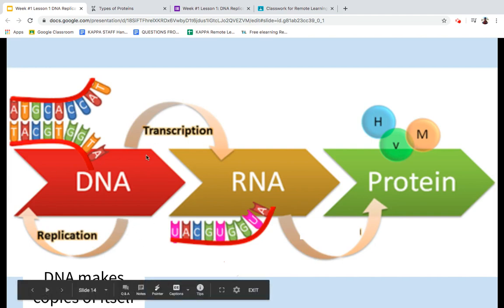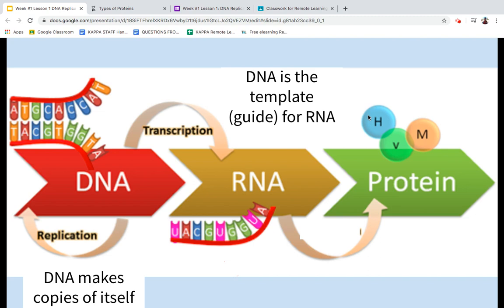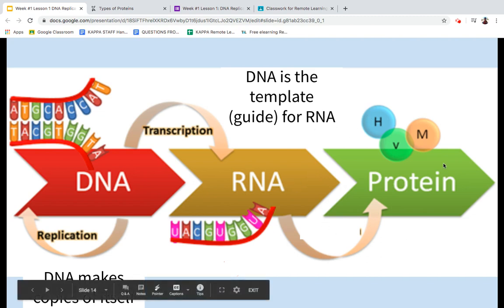So here was DNA replication. Now we're moving on to transcription. What does transcribe mean? Transcribe means to take information and put it into written form. So we'll see DNA being used as information and being written as RNA. And DNA is going to act as the template, which means the guide for when RNA is made. And later, we're going to look at how that becomes a protein. So right now, we're just focusing on transcription.